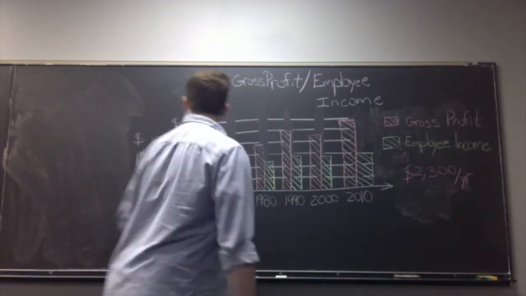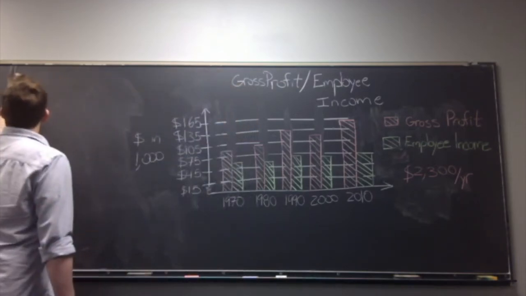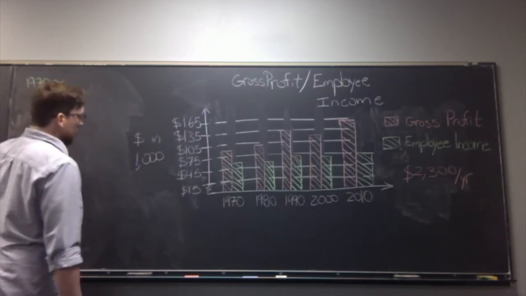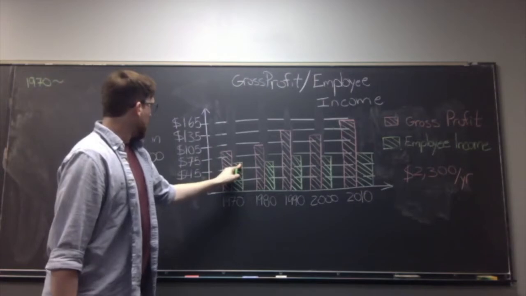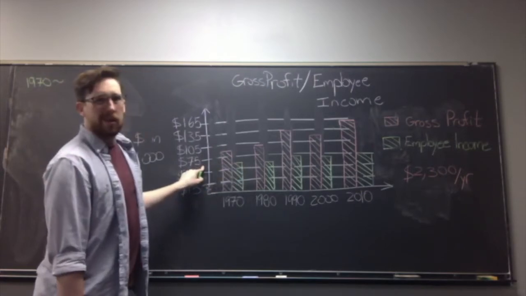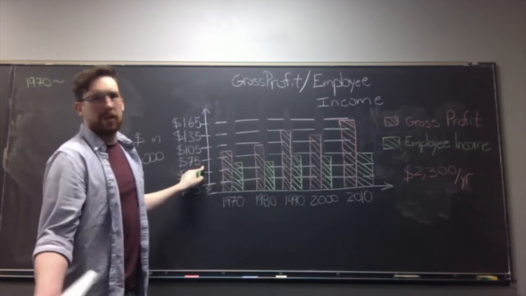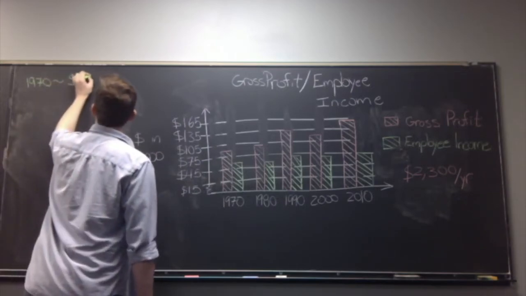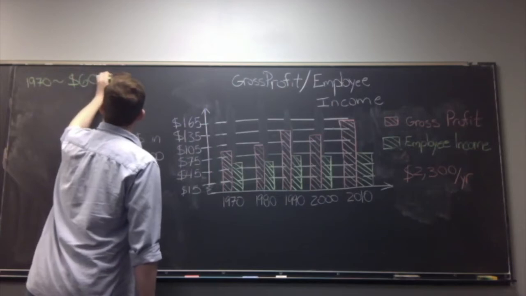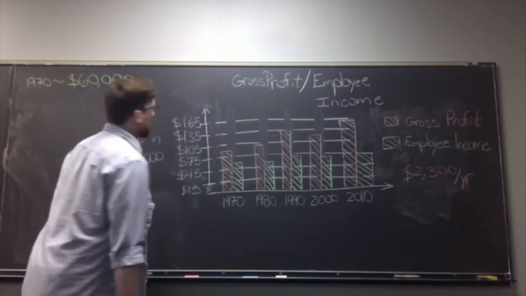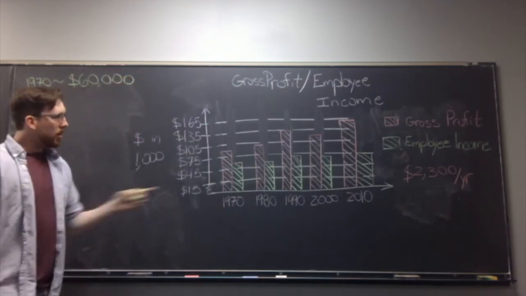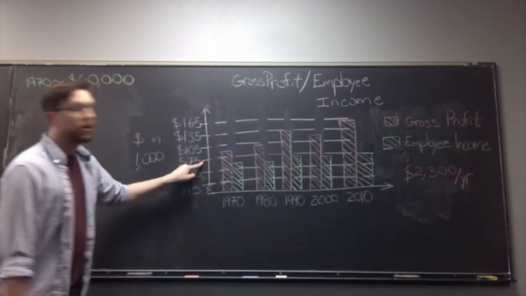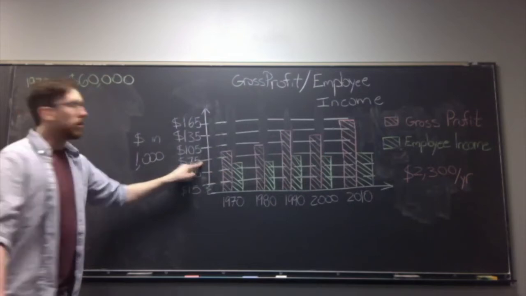So, writing that out, 1970, the employees were making, looking at it, it looks to be about $60,000. And now looking at 2010, we can see it's clearly $75,000. Cool.